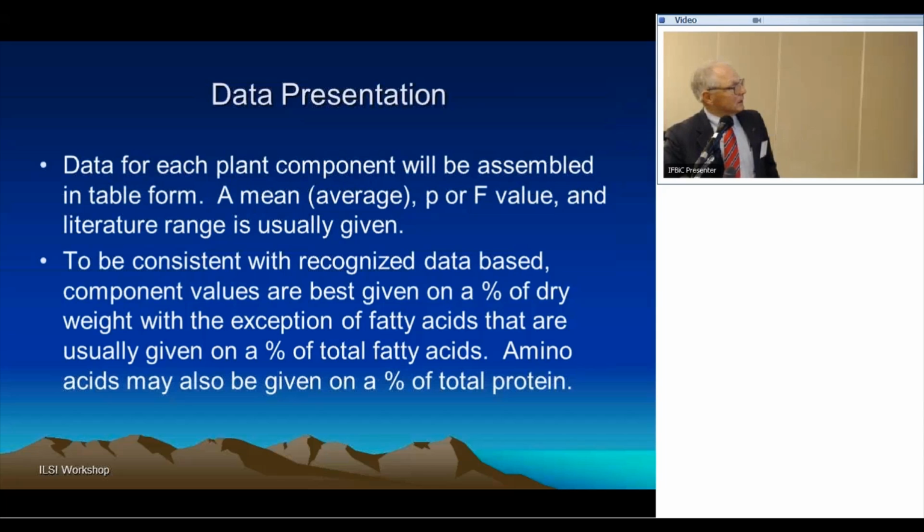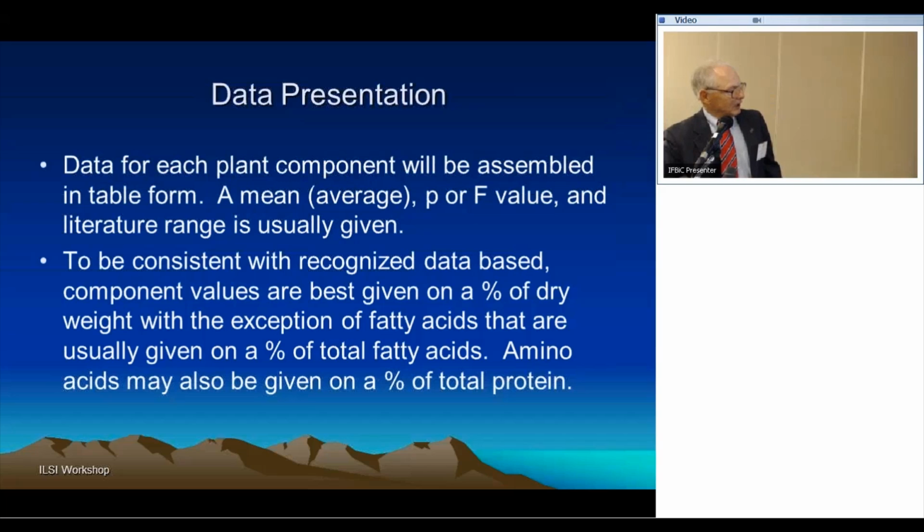To be consistent with recognized databases, component values must be given on a percent of dry weight. And I asked a question yesterday: you cannot compare oranges and apples. If you really want to know what's in a plant, you get it down so it's on an equal basis. 9% protein in a 30% moisture sample is not the same as that in a 10% moisture sample. So you've got to get it on an equal basis if you want to compare it.